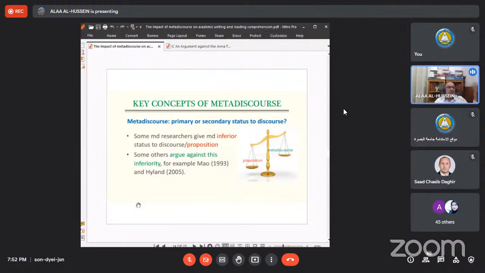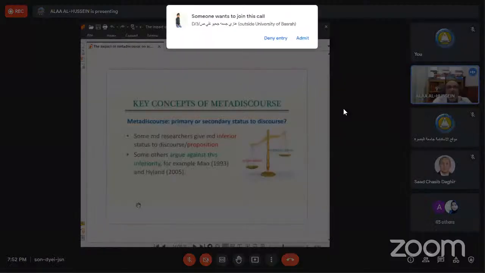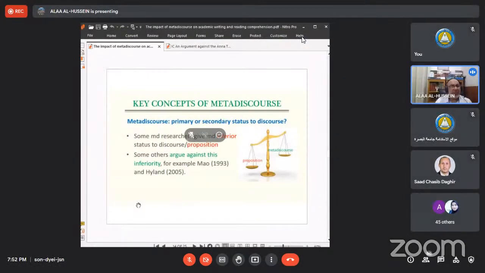Some writers, especially those preceding Hyland and Mao, almost always refer to meta-discourse as a secondary level of discourse, to use a hedge, to be fair. It is about discourse. They understood that meta-discourse is like the glue that connects the ideas. It is not so essential in the text.